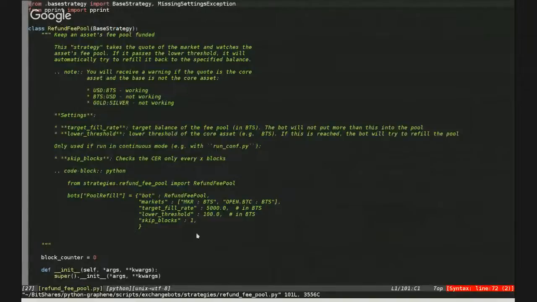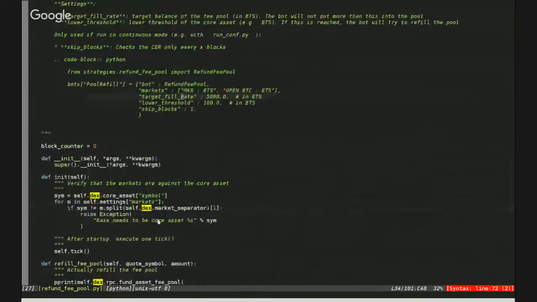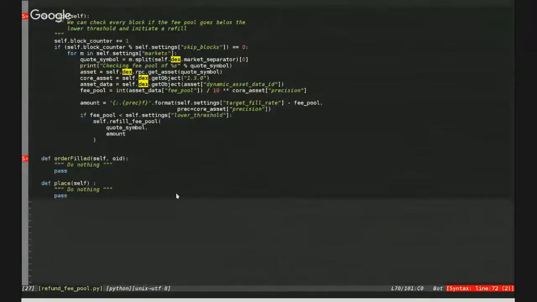All it does is take a look at the fee pool of particular markets. Fee pools are all based with BTS as the base asset, because the fees are in base. Then there is a target fill rate and a lower threshold, and if the fee pool goes below the lower threshold, it will be topped up to the target fill rate. So it will always be 5,000 or less. And well, that code is not too complicated.